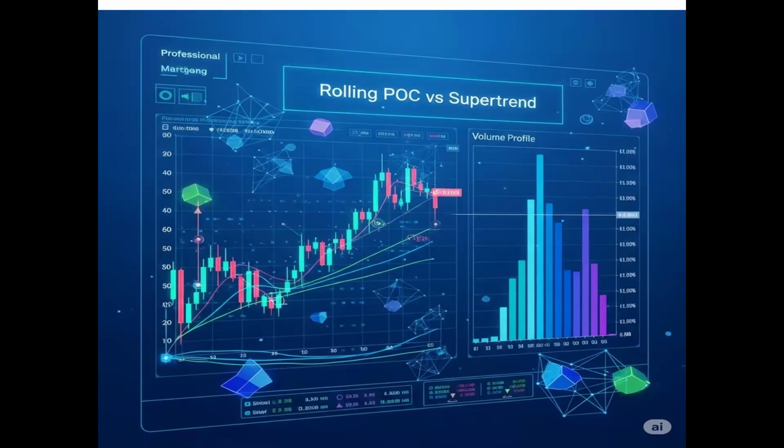Today, I'm going to show you one of the most powerful comparisons in trading: Rolling POC by Algo Alpha, an indicator available on TradingView, versus the Supertrend indicator. You might have wondered why Supertrend sometimes fails in sideways markets, or why price keeps bouncing from certain hidden levels. That is where Rolling POC comes in, a volume based approach that shows you where the market truly values price.